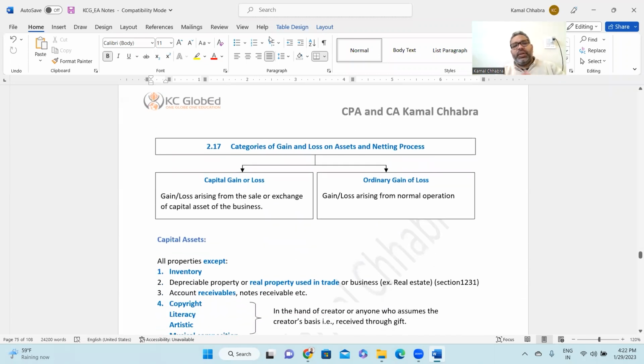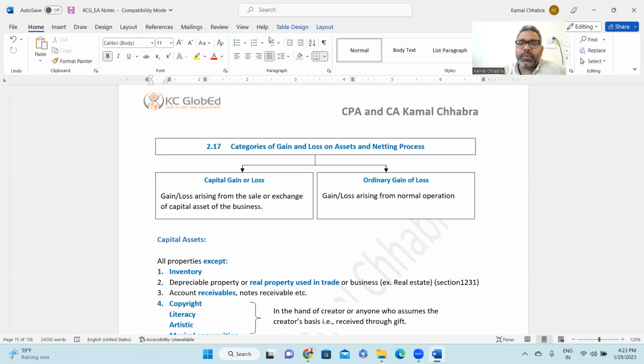The second thing we need to learn today is the category of gain and loss on assets and the netting process. Gain or loss can be a capital gain or loss, or an ordinary gain or loss, depending on the category of asset, which we will discuss in detail. Gain or loss arising from the sale or exchange of a capital asset for the business goes into capital gain, and gain or loss arising from the normal operation of the business goes into ordinary gain or loss. We'll discuss what goes into capital gain and what should be considered ordinary business gain and loss.